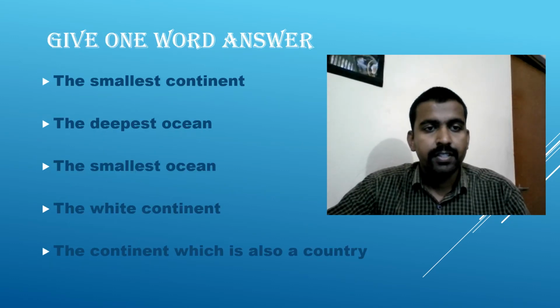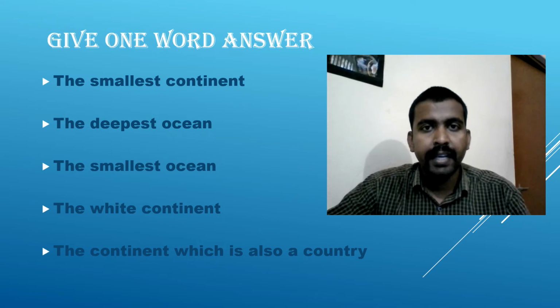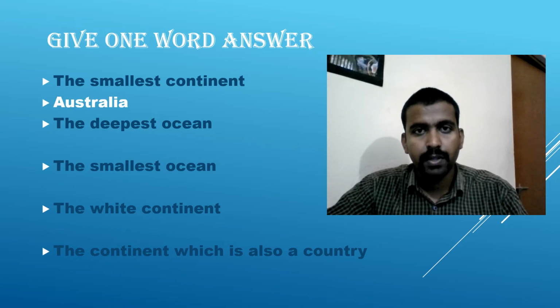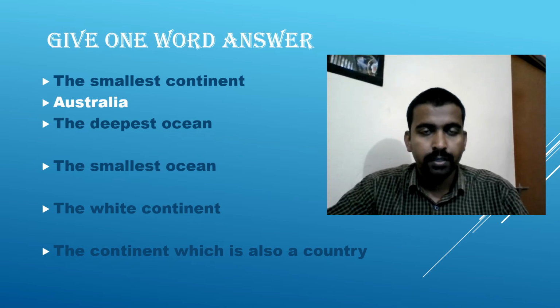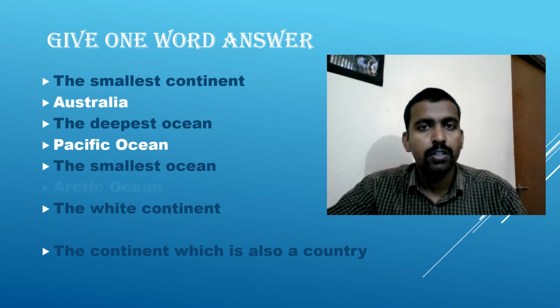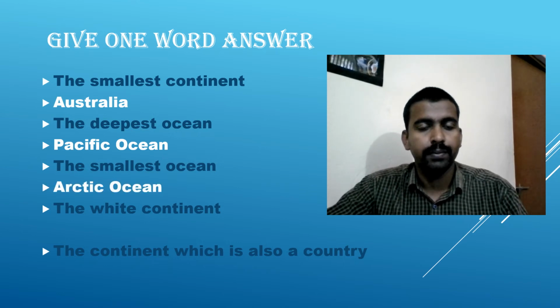Our next exercise is give one word answers. The question number one, the smallest continent. You know the smallest continent is Australia. Second one, the deepest ocean. The deepest ocean in the world is Pacific Ocean. The smallest ocean. The smallest ocean is Arctic Ocean.